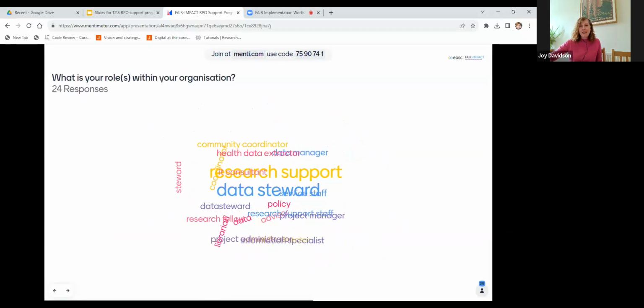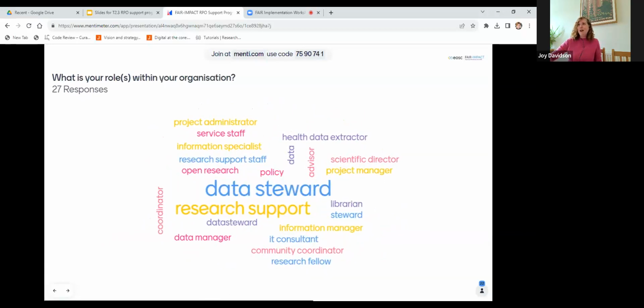You can include, I think, up to 3 different roles if you have more than one within your organization. I know several of us wear more than one hat. And I think the good thing we're seeing here is that it's not all just one type of role coming in here. So it's great to see data stewards are coming up as quite a central one, but they're certainly not the only actors that have a role to play in supporting the implementation of FAIR. So it's good to see that we're getting lots of different people in the room today.